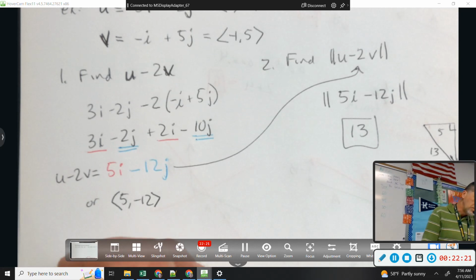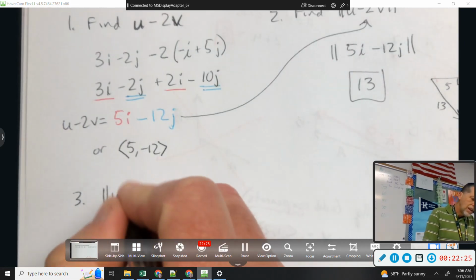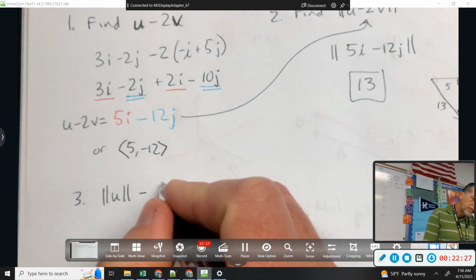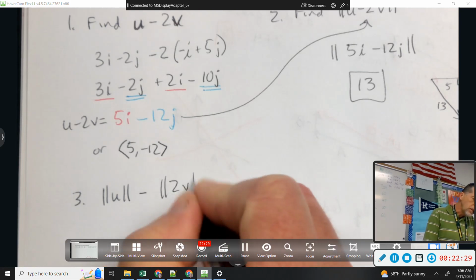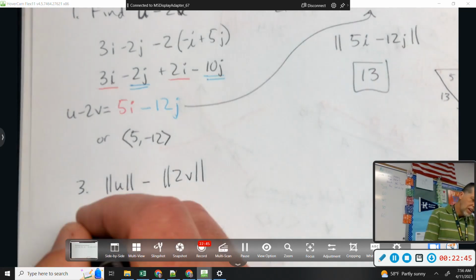You know what? Let's do one more. Said we're done. I lied. What about that? Is that going to be 13? It's like, I don't know, maybe, but not necessarily. The length of u minus the length of 2v.